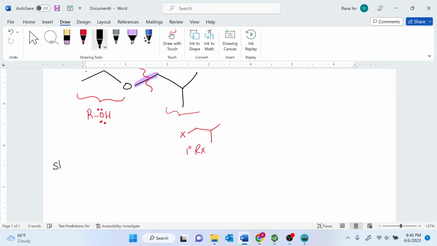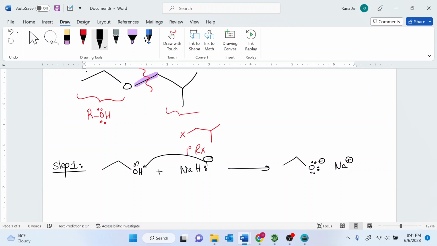So for the Williamson synthesis steps, let's go with step number 1. I'm going to start with my alcohol, and I'm going to react it with sodium hydride, which has a negative charge. So this is going to take the hydrogen and form a negative charge on the oxygen. This is going to be my nucleophile, which is the alkoxide, balanced with the sodium. And then for step 2, I am going to take my alkyl halide that I have here. All you need to do is just stick a halogen there. Here you go.